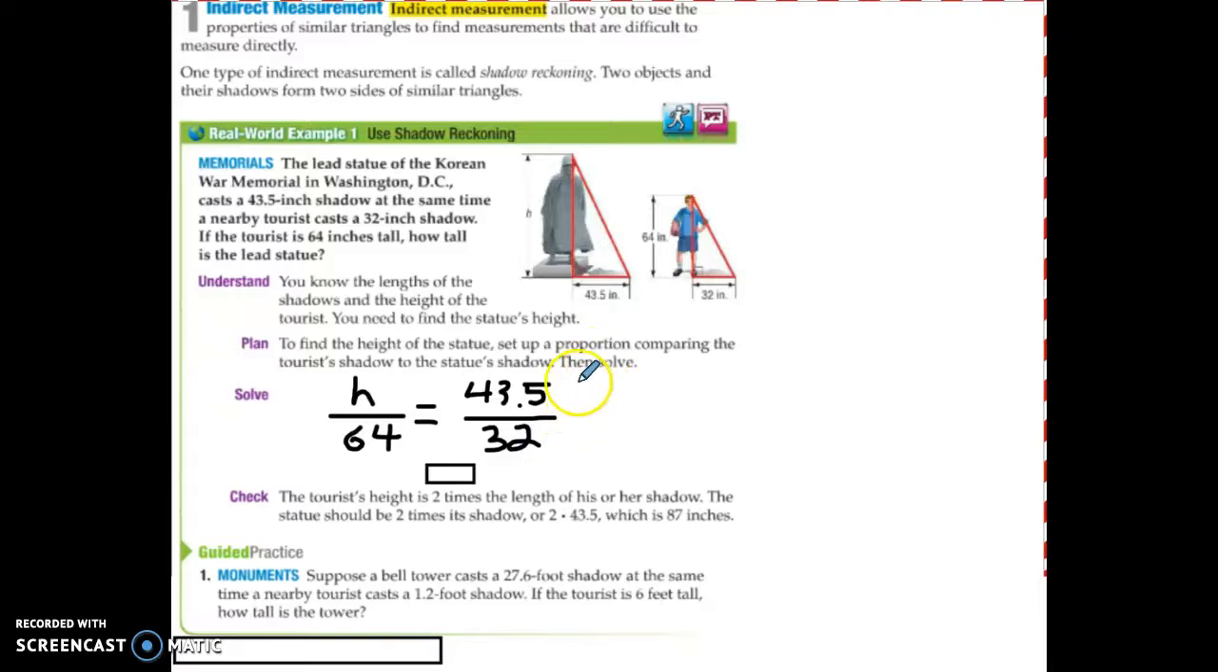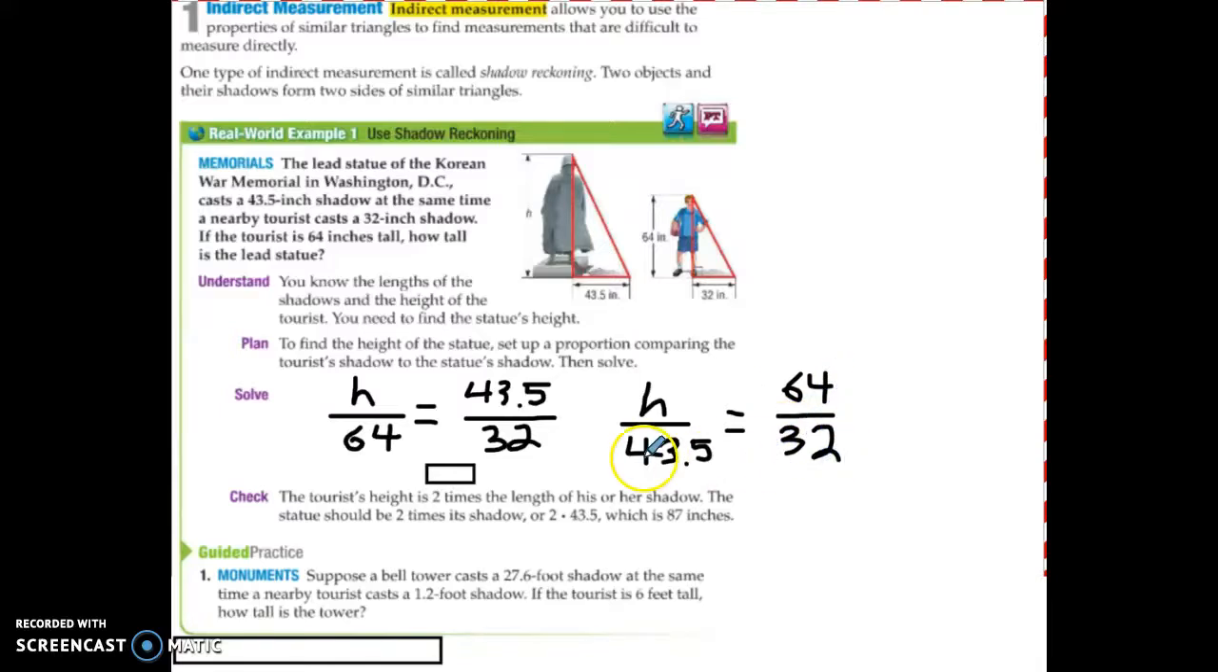The other way you could do it is look at them as just triangles. The h and the 43.5 are in this triangle, so I could put h over 43.5, because that's in the statue triangle. Now if I look at the human triangle, the human and the shadow, I'll put 64 over 32.